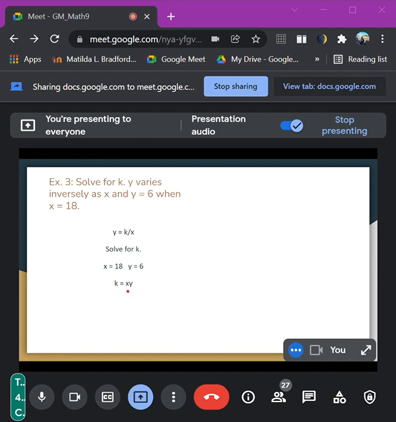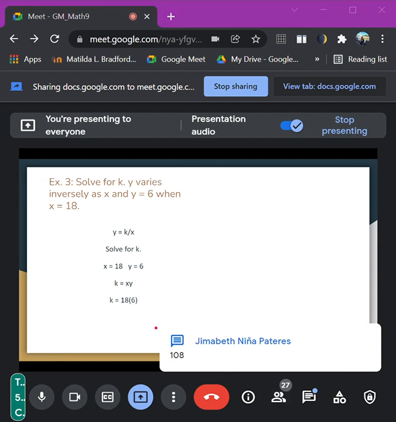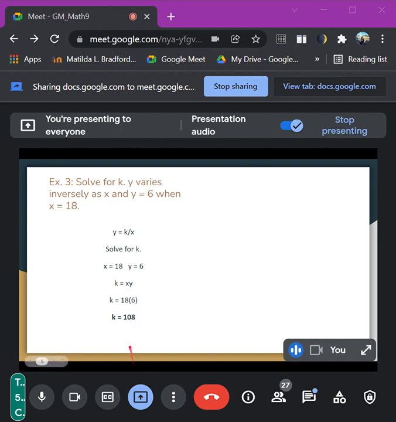Okay? Now, ato na dayon siyang i-substitute sa to ang given, which is 18 o 6. So, multiply na to class. 18 times 6. Pila man na siya. That is equivalent to, okay, that is 108. So, it means to say our K here or our constant is 108. So, nakita na dayon na to siya.